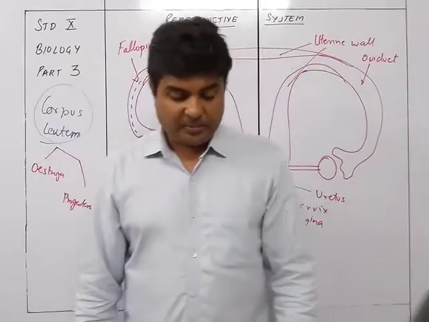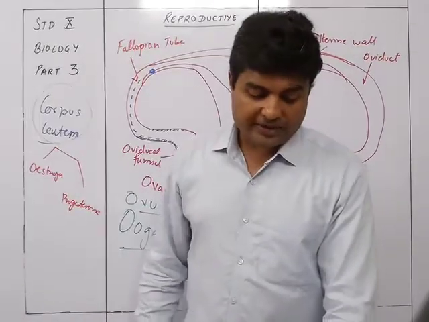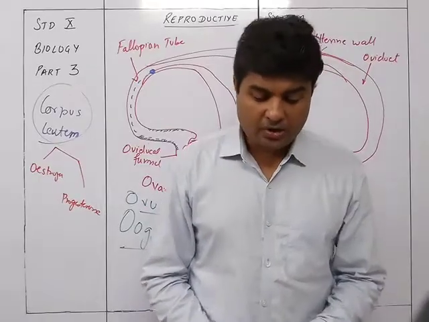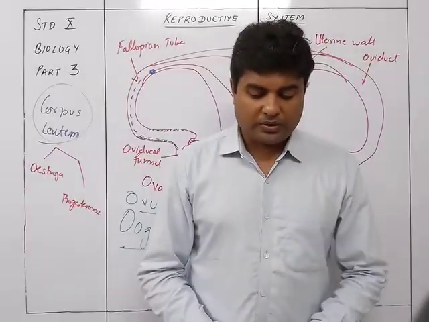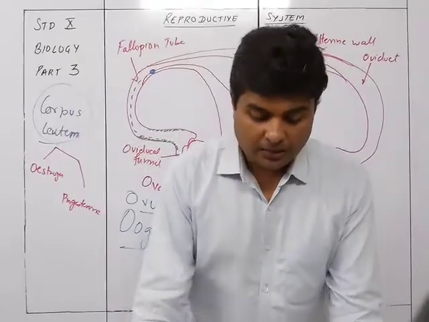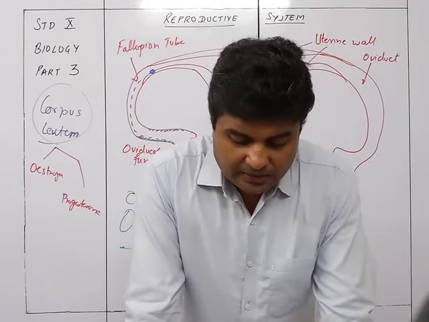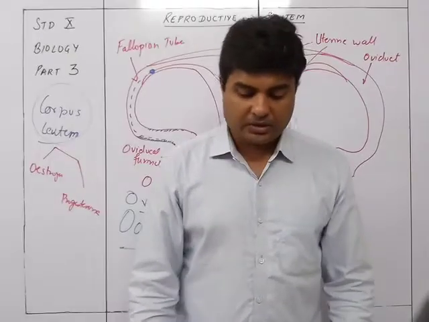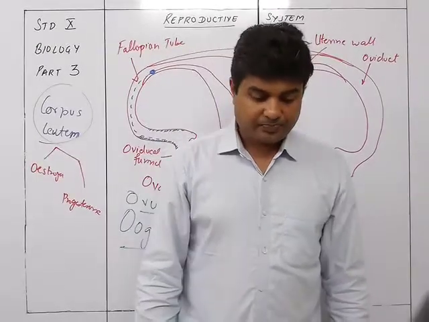So we can see the female reproductive organs. The ovaries, the follicle, produce ova, estrogen and progesterone. The oviduct transports ova into the uterus. The uterus protects and nourishes the growing embryo. The vagina receives the sperm, and the external organs, the vulva, protect the urethra and the vagina.